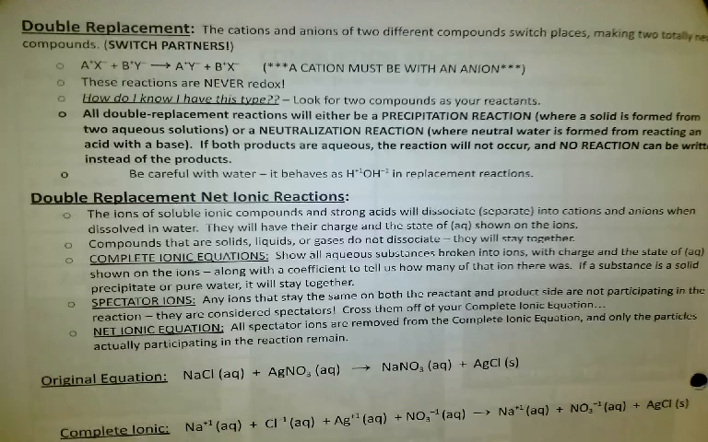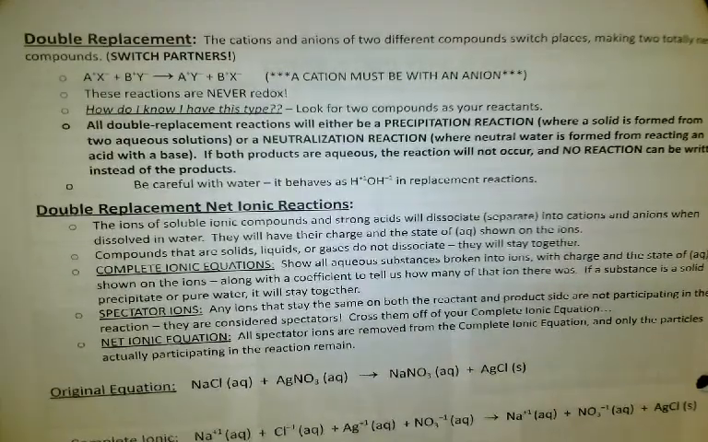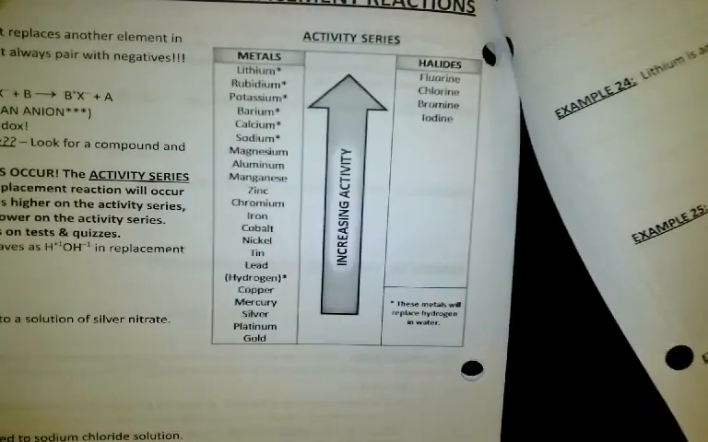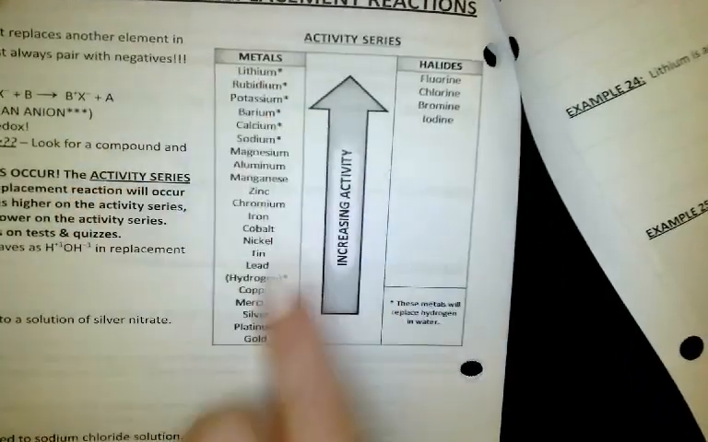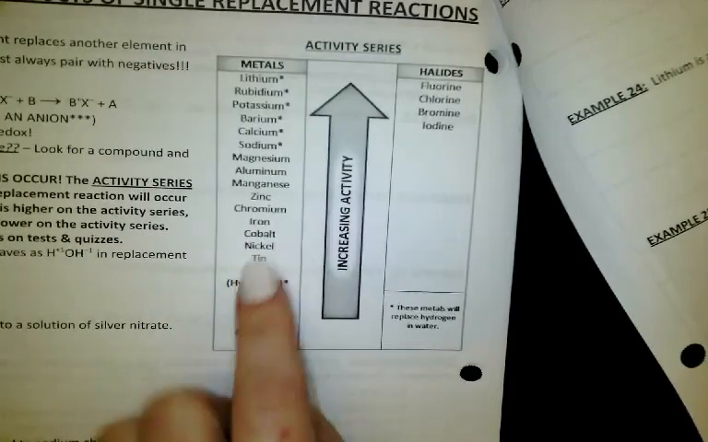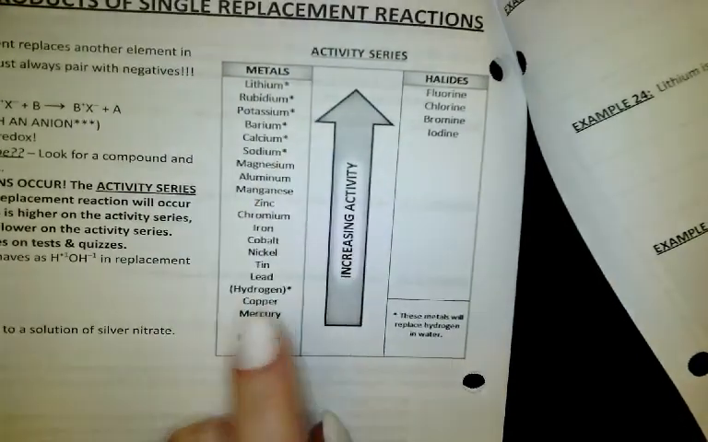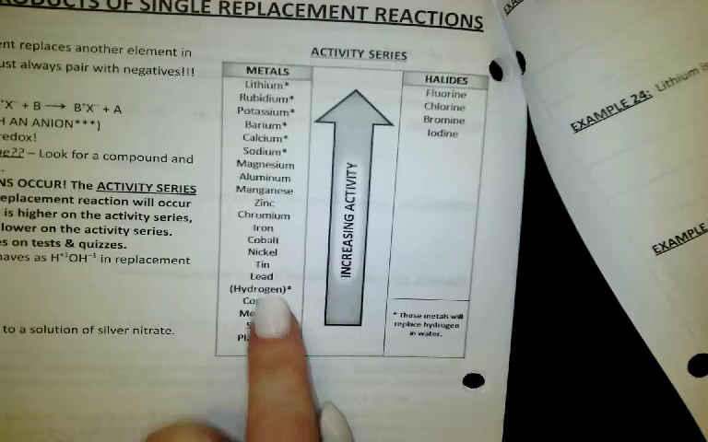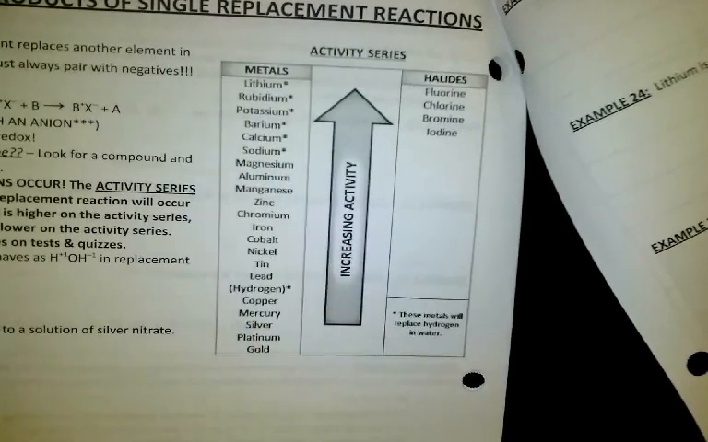Now with single replacement reactions, we have to use something called a what? Do you remember the list? The activity series, right? Lithium has the most activity, gold has none, okay? So in single replacement, the element that's by itself has to be above the element in the compound for this to occur, right? It's got to be more active, therefore it can steal its partner, okay?